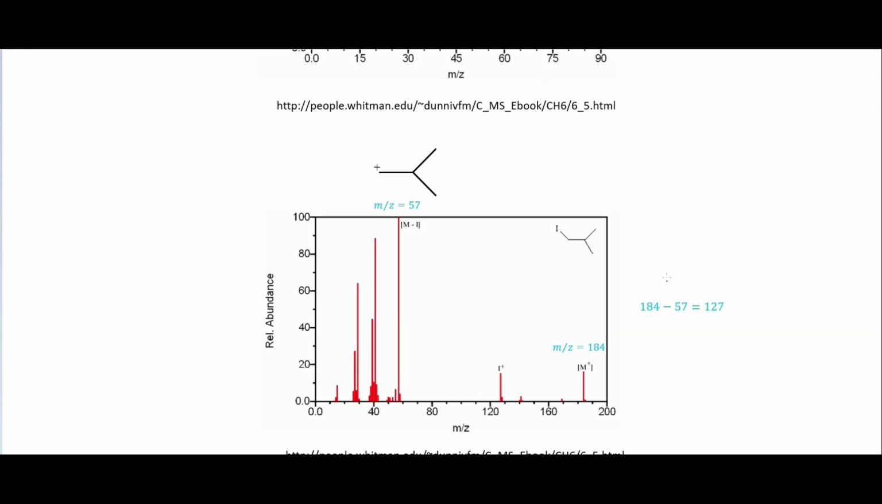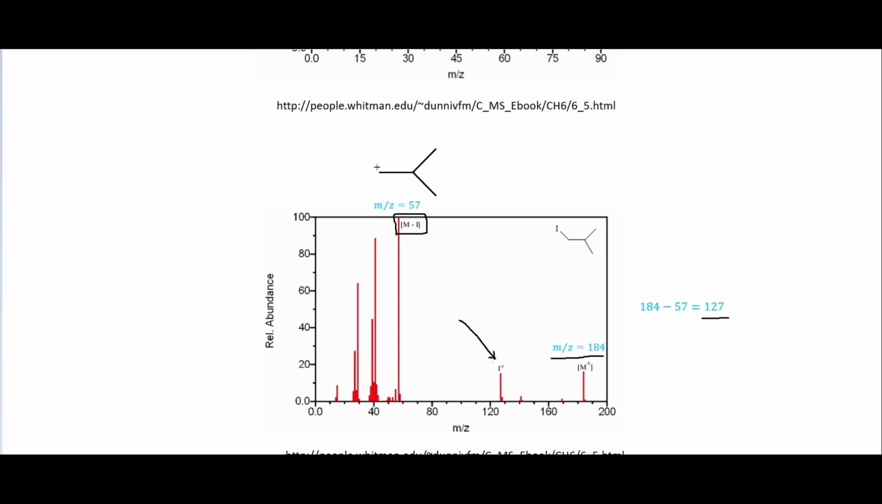And so then right here, we're looking at our iodine. This is our molecular ion at an m/z of 184, and this is our peak here after the iodine has come off, and that is exactly 127 AMU lower than the molecular ion, and that tells us that this contains an iodine. And we can also see a peak right here where we actually have the iodine cation.